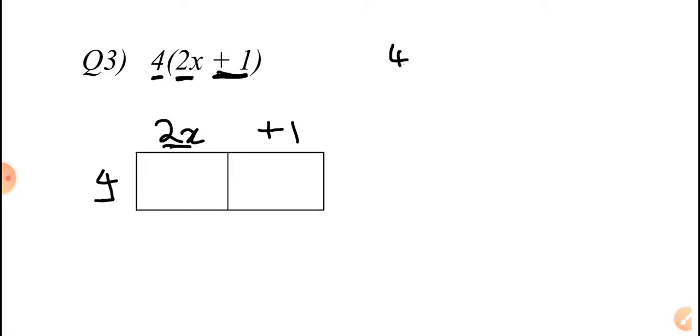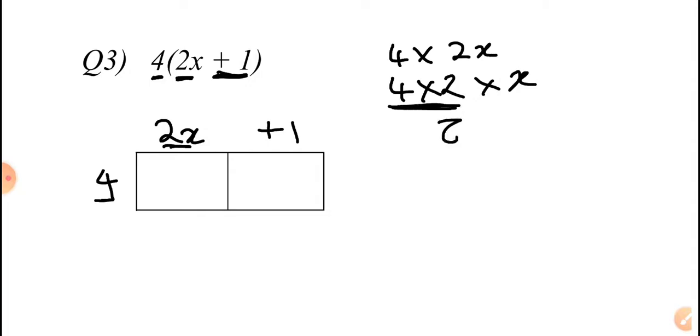We have 4 times 2x. Now what does 2x mean? It means 2 times x. So I can write that actually as 4 times 2 times x. Now we know 4 times 2 is 8. So it's 8 times x, which we can just write as 8x. So 4 times 2x is just 8x.